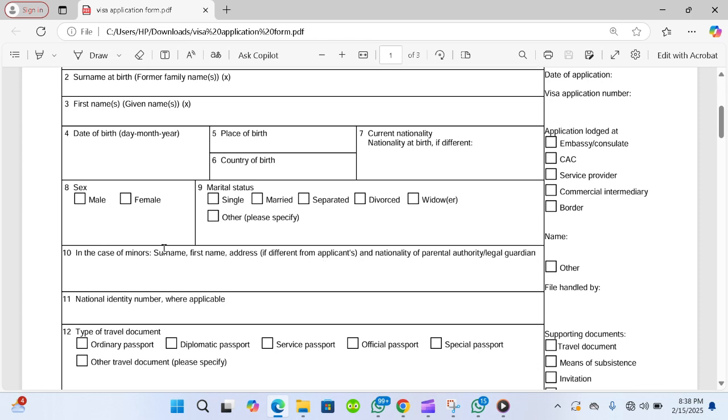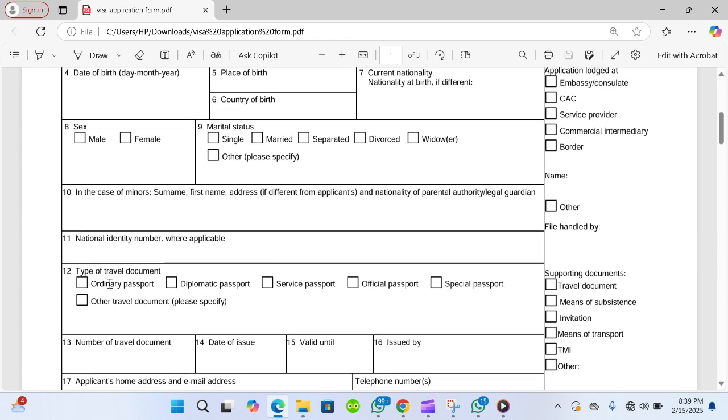Number 10 is for minors, so we can just skip that. Number 11, national identity number where applicable. Here you're meant to write your national identity number. For Nigerians, you write your NIN number. You write it here.